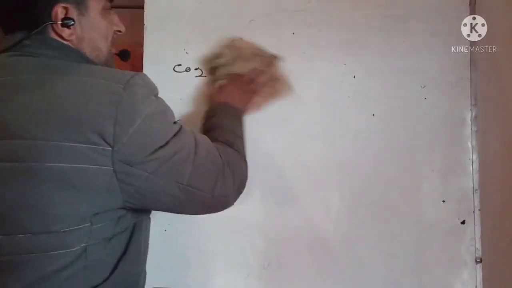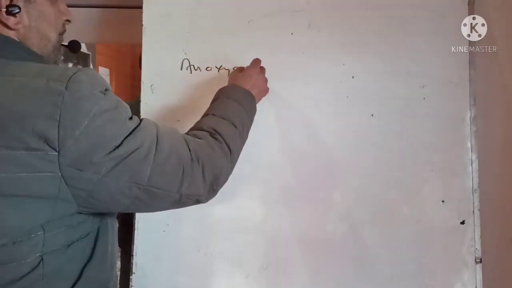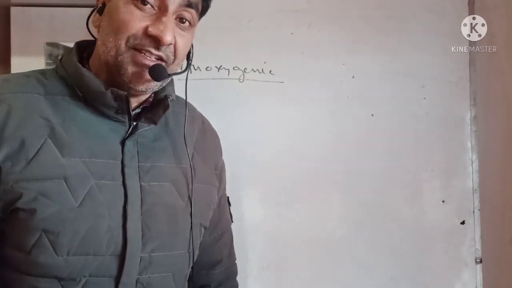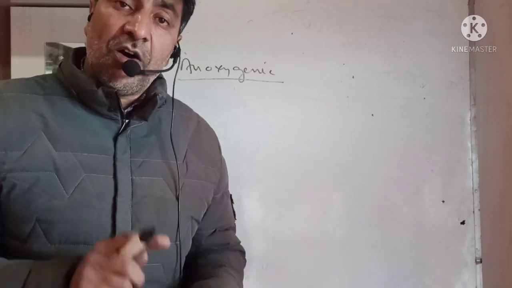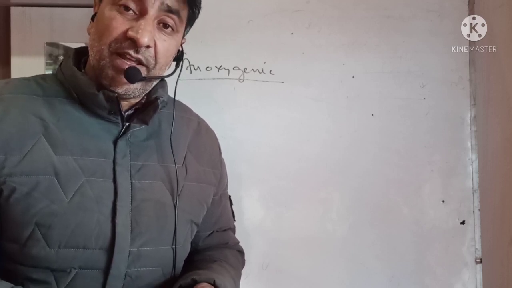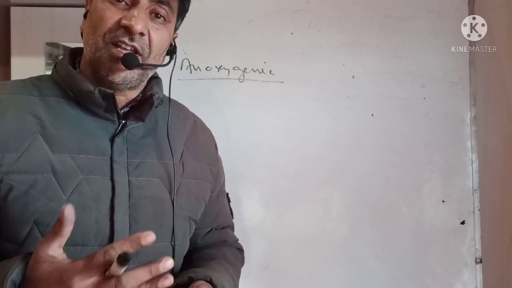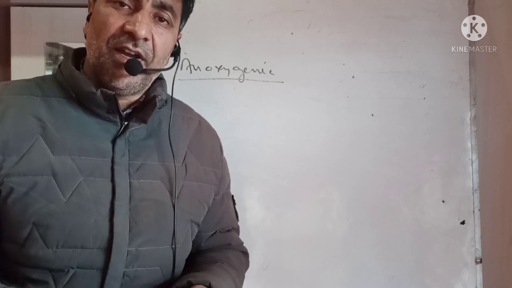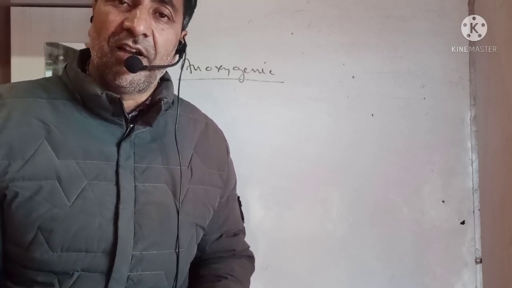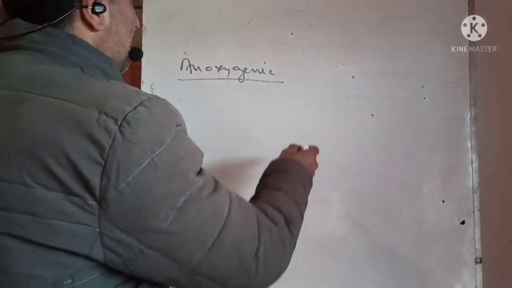Next is anoxygenic. What is anoxygenic photosynthesis? As the name indicates, anoxygenic means oxygen is not released there. In this case, organisms also prepare their own food from the raw materials, but the raw materials here are carbon dioxide and hydrogen sulfide. Instead of water, hydrogen sulfide is used here, and oxygen is not released. That is why this nutrition is called anoxygenic. Anoxygenic means without the release of oxygen.